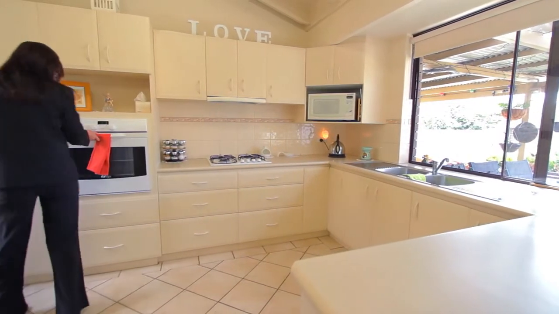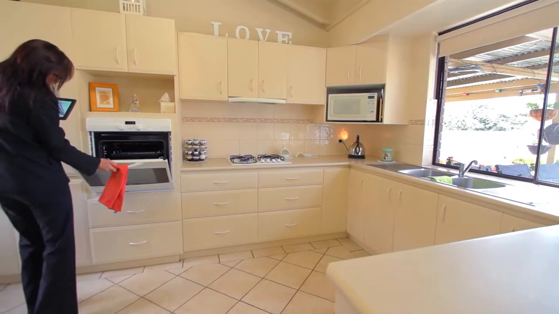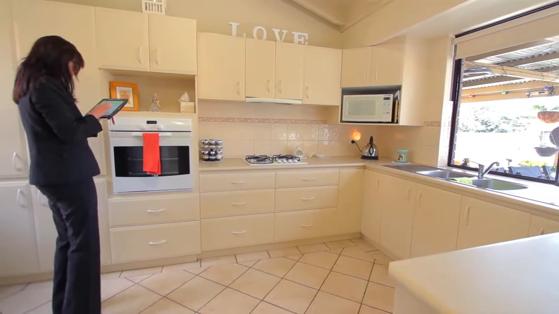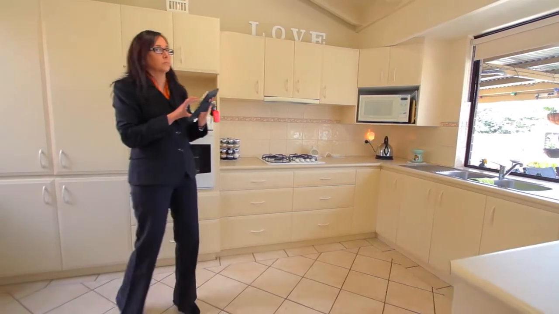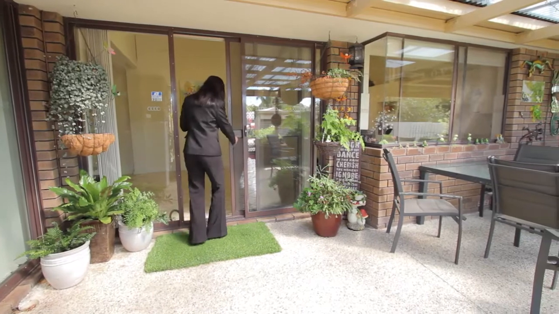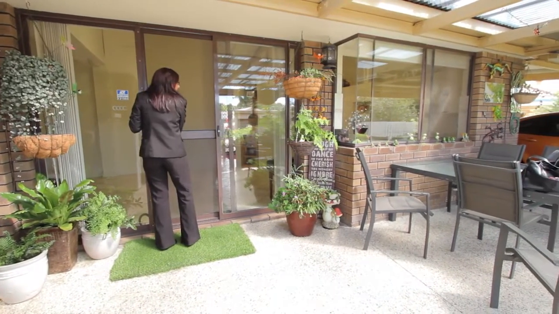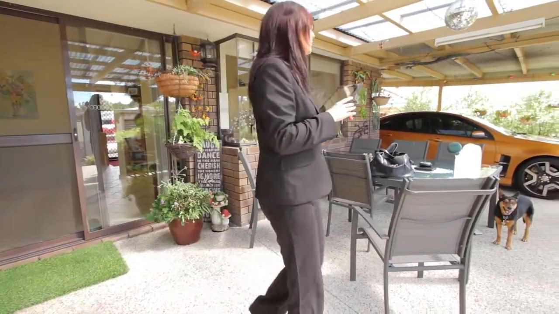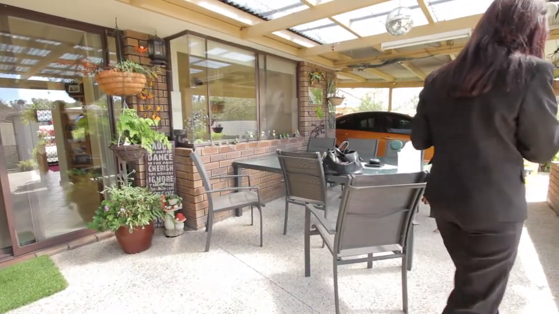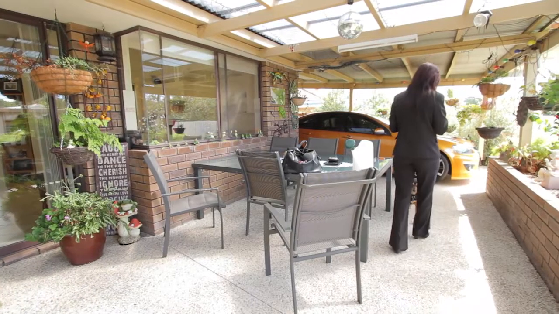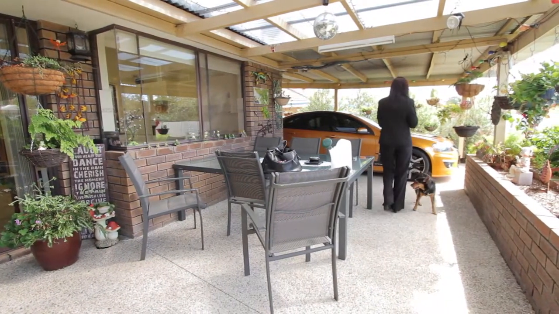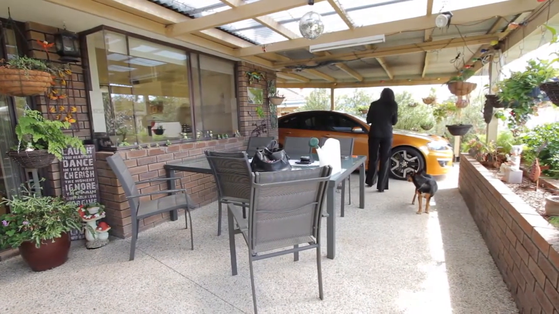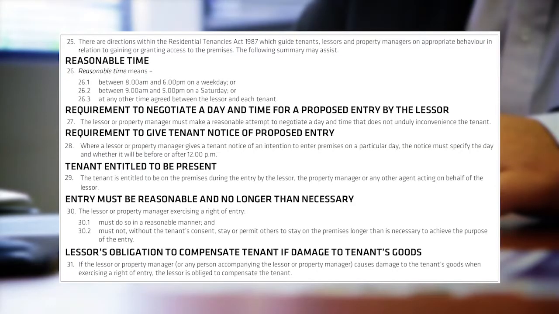Showing the premises to prospective purchasers at any reasonable time and on a reasonable number of occasions after giving the tenant reasonable notice in writing, or if the tenant agrees at or immediately before the time of entry. There are directions within the Residential Tenancies Act 1987 which guide tenants, lessors and property managers on appropriate behaviour in relation to gaining or granting access to the premises.